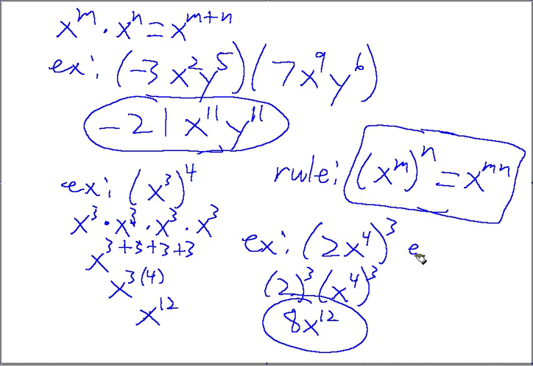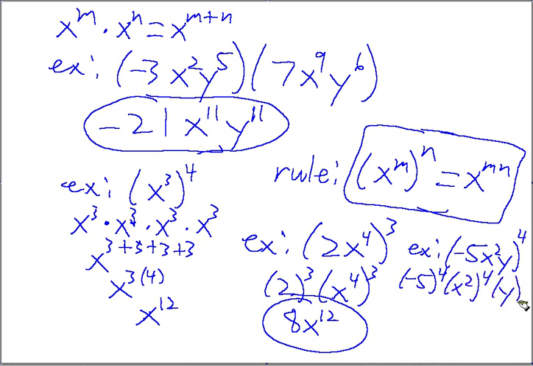Let's squeeze one more in here, if you don't mind. Let's look at negative 5 x squared y to the 4th power, all to the 4th power. So again, break that up into negative 5 to the what? 4th, x squared to the what? 4th, and y to the 4th. So I need to apply the 4th power to what? All 3 factors here: the negative 5, the x squared, and the y. Can we see that? Negative 5 to the 4th, that's negative 5 times negative 5 times negative 5 times negative 5.